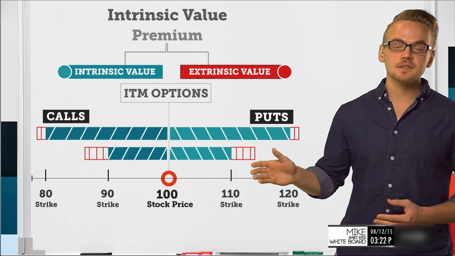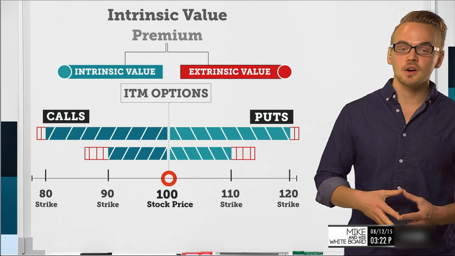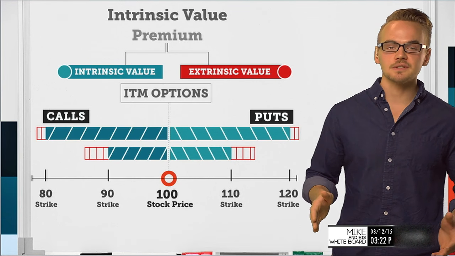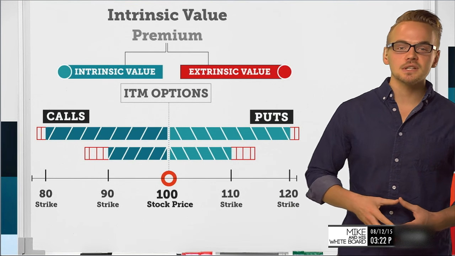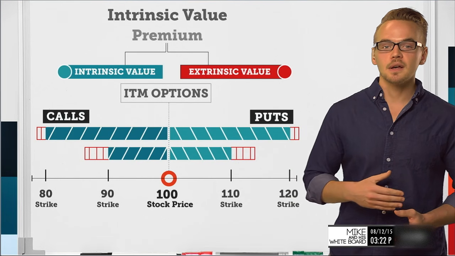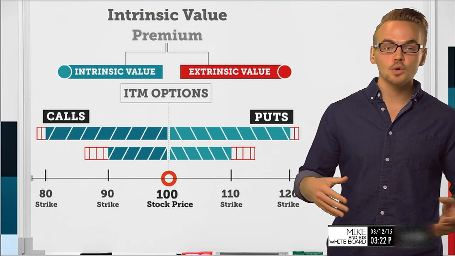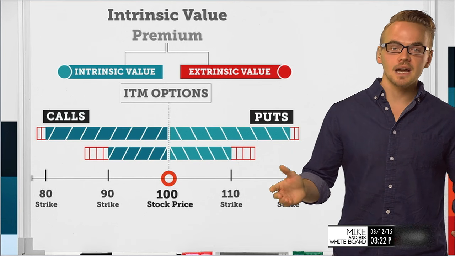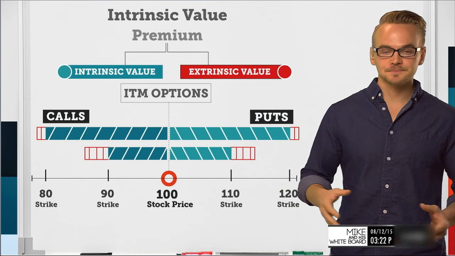So again, this gives me the right to sell shares at 120, even though they're trading at 100. So I've got 20 points of intrinsic value, but I've got much less extrinsic value because, again, we're going deeper in the money. So the more it trades like long stock or short stock for puts, long stock for calls, the less extrinsic value there's going to be.